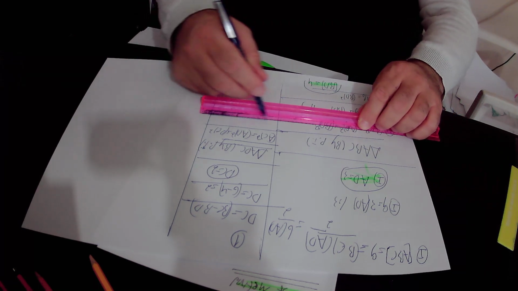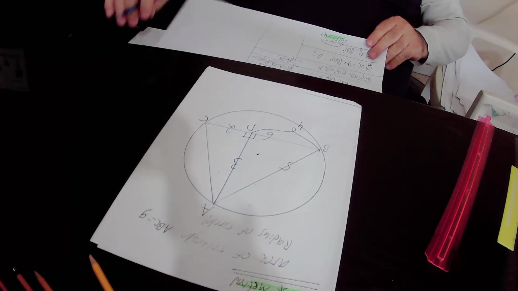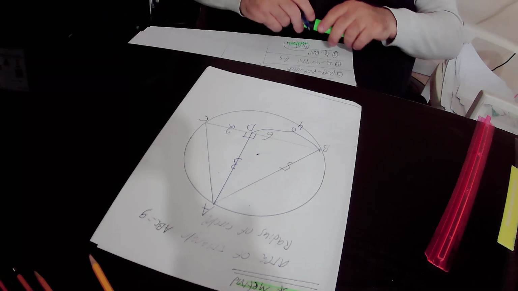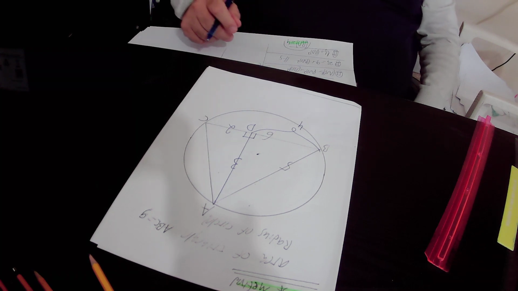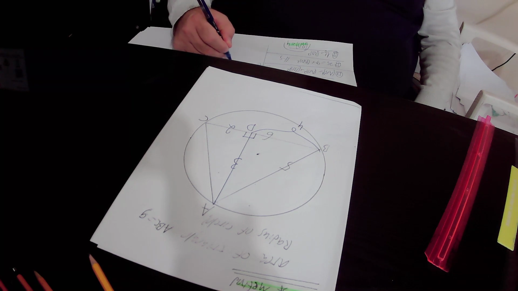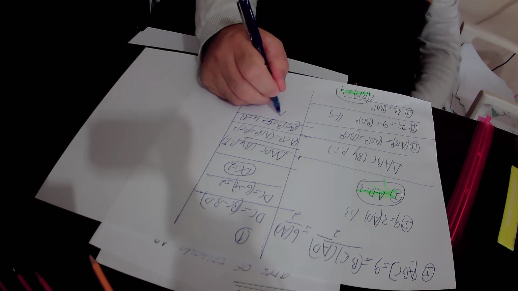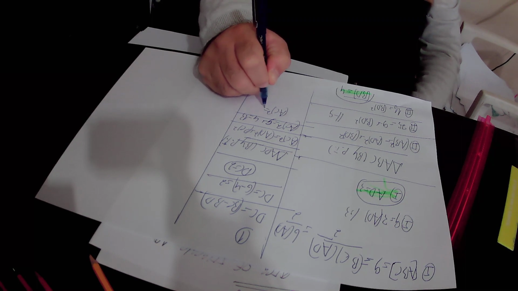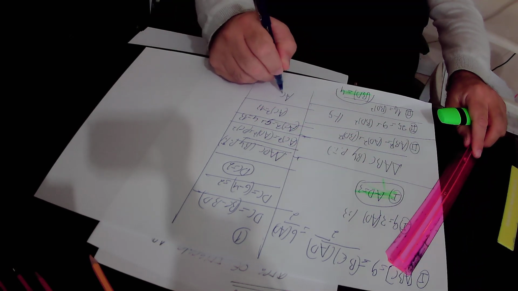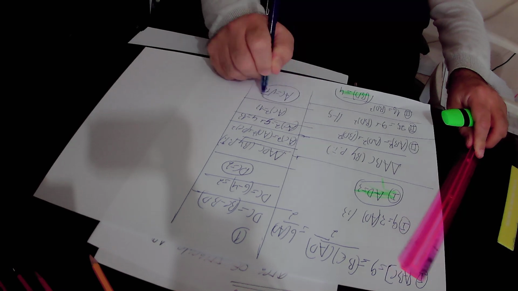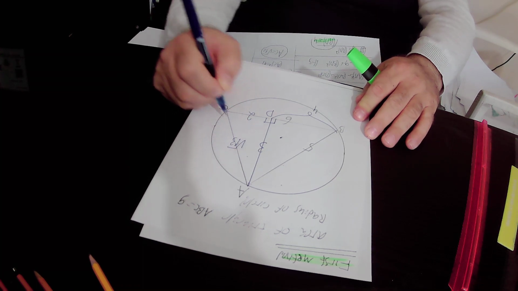So AC squared equals AD squared. AD is 3, so AD squared is 3 squared, that is 9, plus DC squared. DC is 2, so DC squared is 2 squared, that is 4. So in conclusion, I found out that AC squared equals 9 plus 4, that is 13. AC squared equals 13. We take a root out of this equation and we get that AC equals the square root of 13. You can write down here that AC equals the square root of 13 units. Okay?